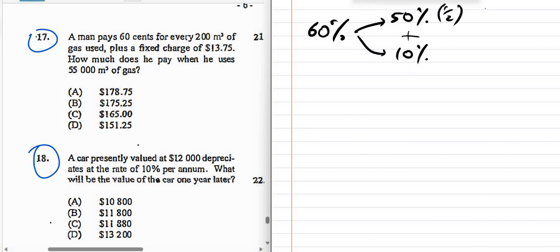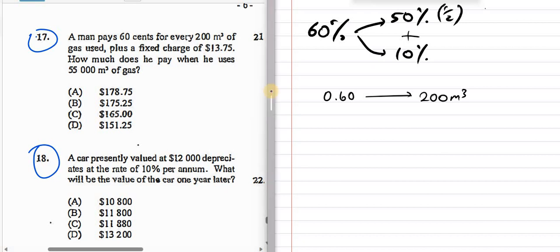But now let's go to the question though. A man pays 60 cents, so we're talking about 0.60 as you guys said. He pays that for every 200 meters cube, right? Is the writing too small? I can see clearly. Okay, so 60 cents for every 200 meters cube. And there's a fixed charge. Fixed charge means that no matter whether or not he uses gas, he still has to pay that fixed amount, right?